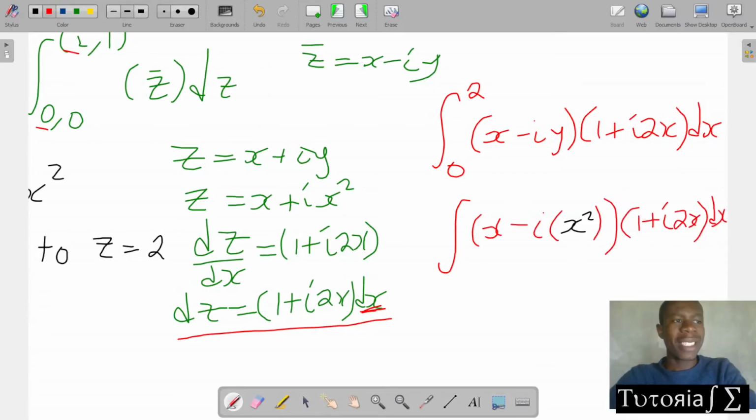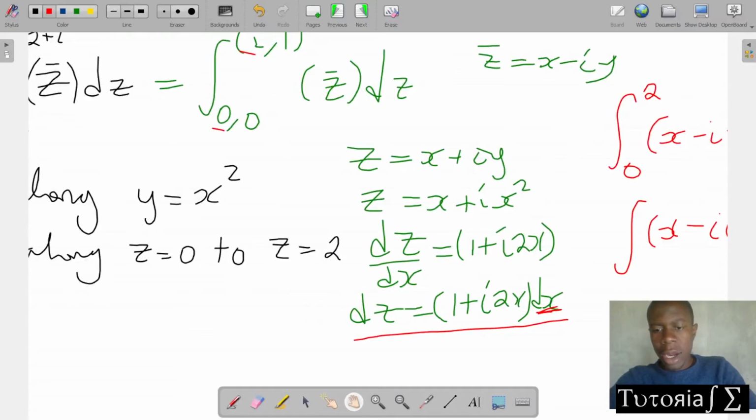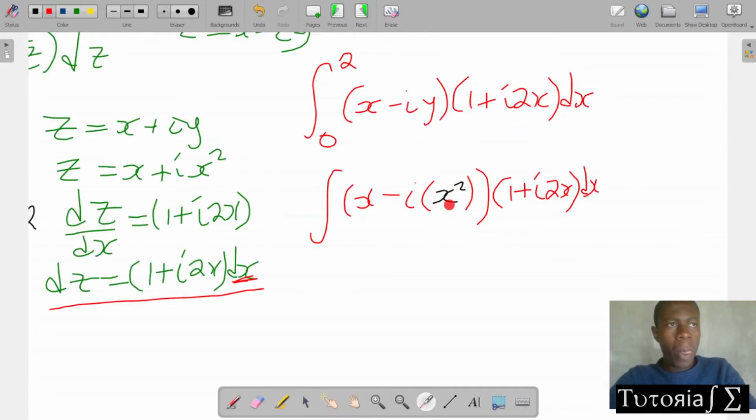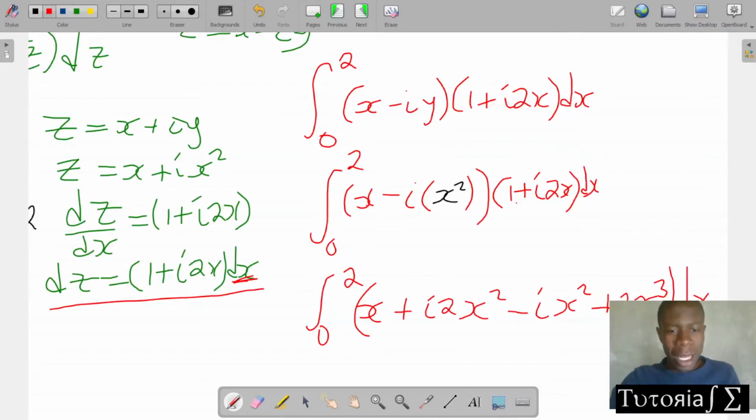x squared. Remember from our line here, y is equal to x squared. So we replace right here, and we get that. So now we can distribute, not forgetting this is from 0 to 2. We are going to have x times 1, that would be x.